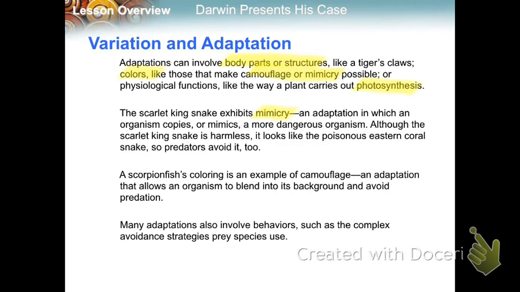A scorpion fish, which you'll see on the next slide, is camouflaged. It's blending into its background. This is the time in the year in biology where you're going to start to hear things that you've heard before. I bet you talked about camouflage before. I bet that you may have even learned about mimicry in past science classes. So this is where I'm not going to promise that it's going to get easier, but things will sound a little bit more familiar and we'll get into greater depth. There are also behaviors like avoidance strategies that prey species use. So let's take a look.